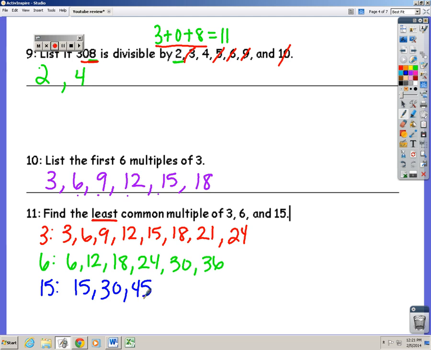Ooh, I see a common pair between 6 and 15. I have a 30 and a 30, but I haven't got there yet on my 3, so let's keep on adding some 3s. I think my next one would be, let's see, I have here 27, and 3 more would be 30. There's our last 30. So our least common multiple of 3, 6, and 15, the lowest one that they all have in common, is 30. So I write LCM equals 30.